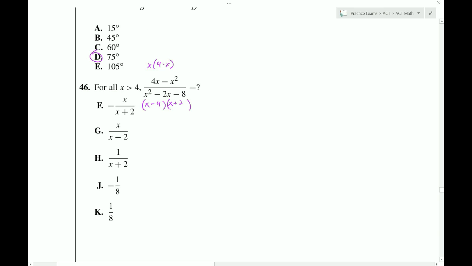Good. So at this point, it looks almost as though the 4 minus x and x minus 4 can cancel, but they're sort of the wrong way around. So the thing to do with that is you cancel them and then you write a negative sign anywhere. I like to write it right there. So I get negative x over x plus 2. And that is choice F.